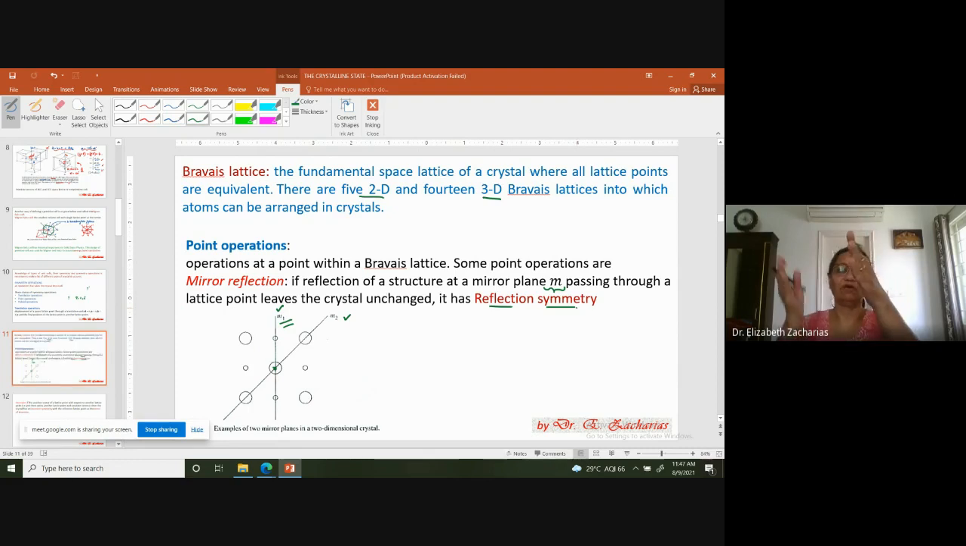So you have a plane about which you are reflecting. This side of your crystal is the same as on the other side.